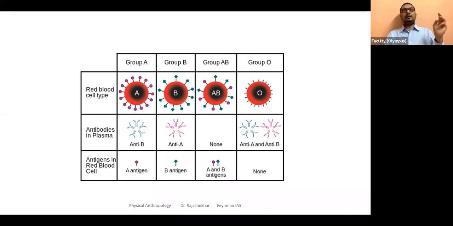This is normally seen when children are born to a mother with a different blood group. That can be seen. Babies develop jaundice.